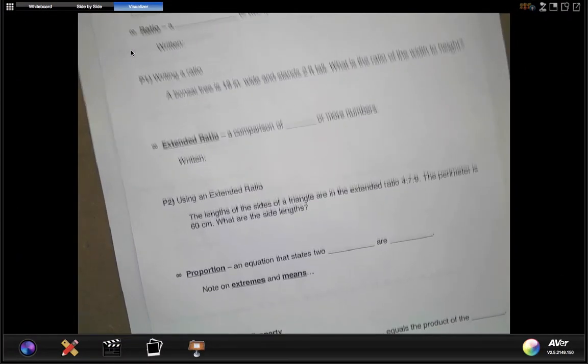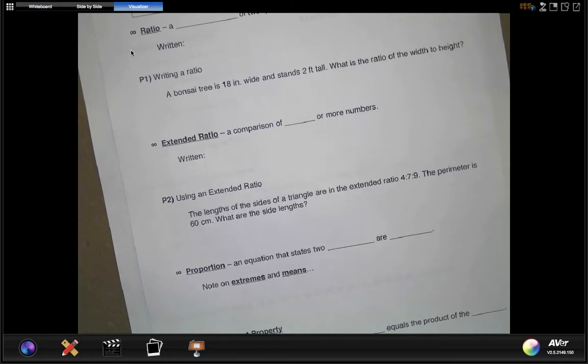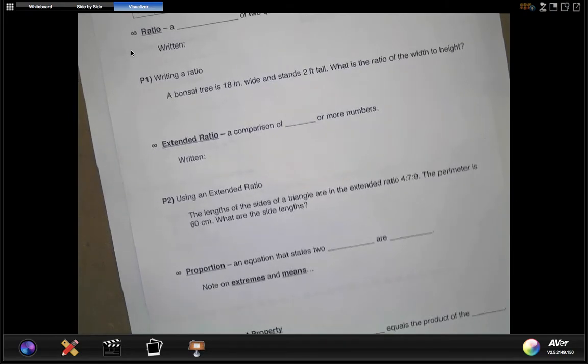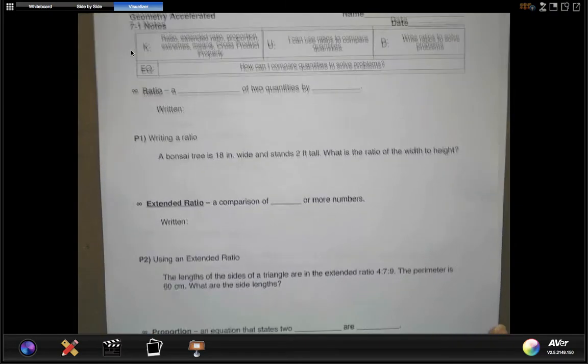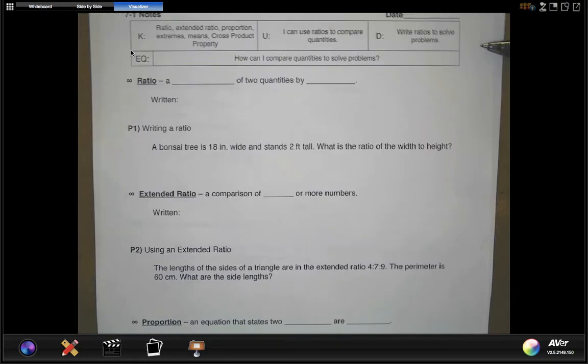Okay, here we are in chapter 7. So chapter 7, we're going to start off here by looking at proportions and comparing things. So first thing we want to start off with is a definition here. So we've got this definition of a ratio.